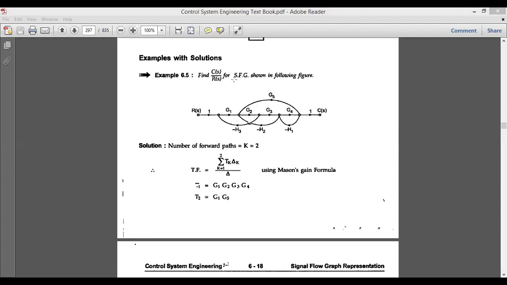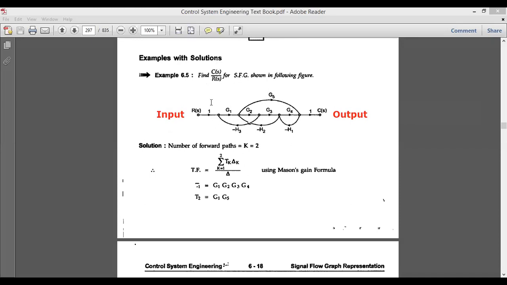Before starting your problem, always label the given input and output terminals. Basically we have input represented by R of S, and one output, which is C of S. It makes it simple to understand the concept regarding the signal flow graph. The question here is to find the transfer function. They have not mentioned the words transfer function in the given question, but they have mentioned the formula for the transfer function, that is C of S divided by R of S. So let us find the transfer function.